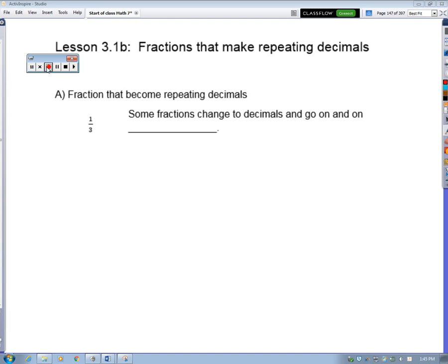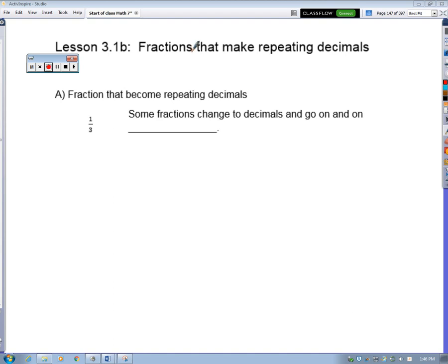Alright guys, we are moving on to lesson 3.1b. We're still going to be working with fractions, these evil little creatures, but we're going to be exposing them for the evil little things that they are and turning them into decimals, which is nice because decimals are a lot easier to work with than fractions. I mean, they look better, they're just not as complicated. So if we can turn them to decimals, that makes life a little bit easier.